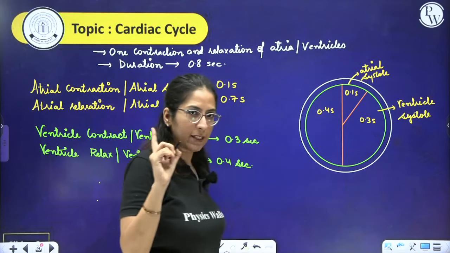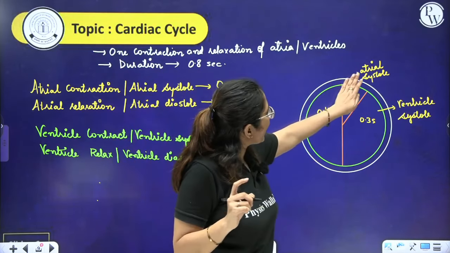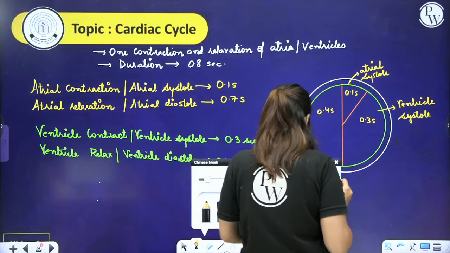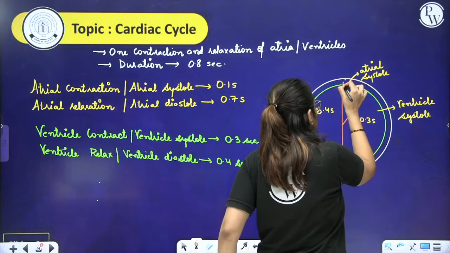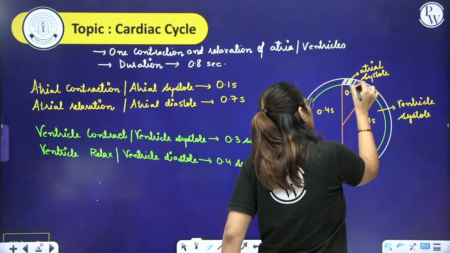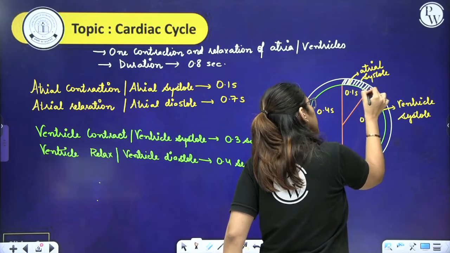Clear? Now please understand this topic. This is our atrial systole. What is happening here? Atrial systole.